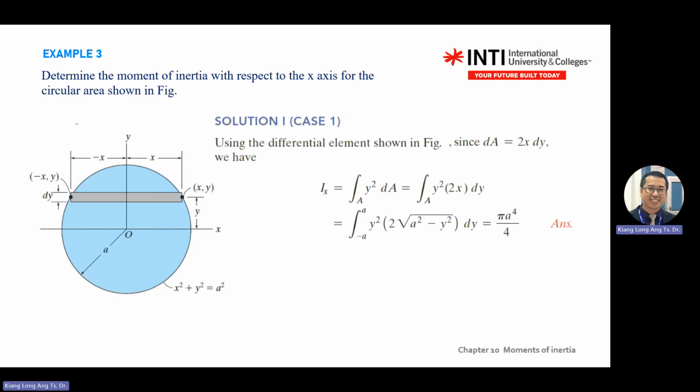Okay, first step. If you use the first case, the horizontal element, straight away you write Ix equal to the integral of y squared dA. So how do you find dA? You take dy multiplied by 2x. Okay, you change dA to 2x dy. But again, this is the integration sign. The careless mistake is here. You need to change the x into a y term.